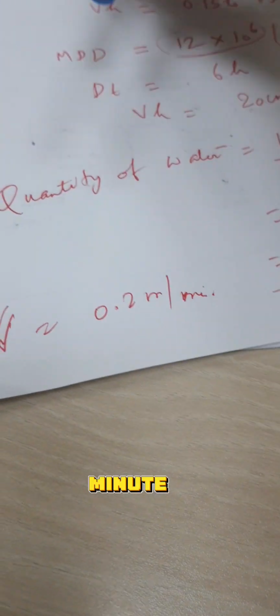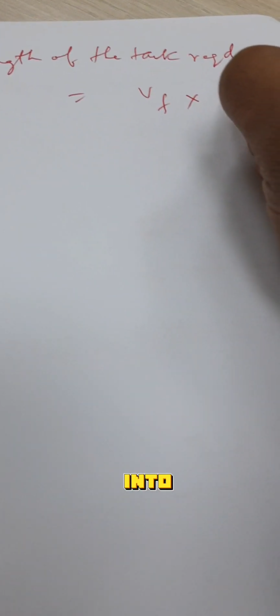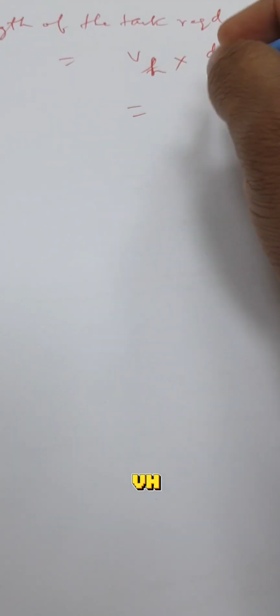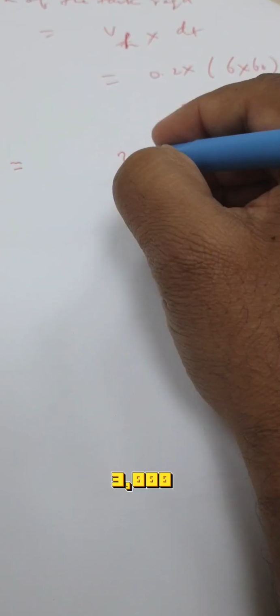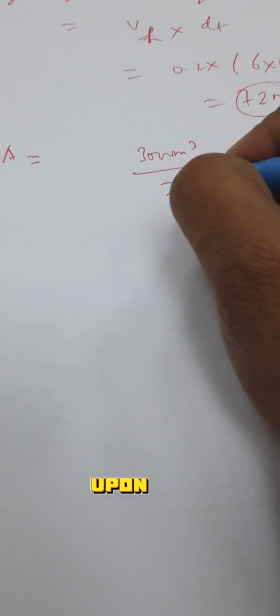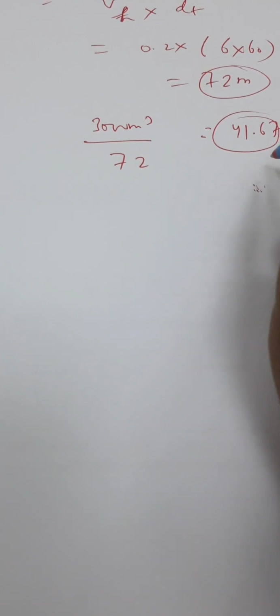Now in the question we know that the velocity of the flow is 20 centimeters, so it will be 0.2 meters per minute. So the length of the tank required is equal to the velocity of the flow into the detention period, which is VH, equal to 0.2 into 6 into 60, which is equal to 72 meters. So the surface area would be 3000 meter cube, which we already calculated, upon 72, which is equal to 41.67. So this is in my range, the length we got.